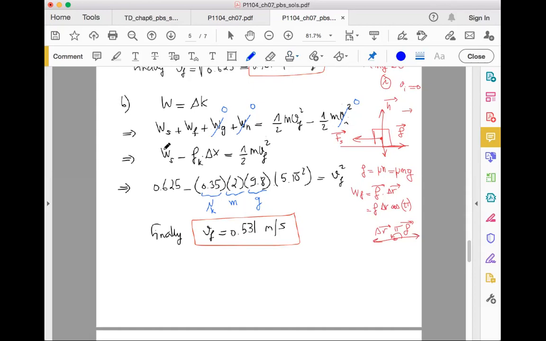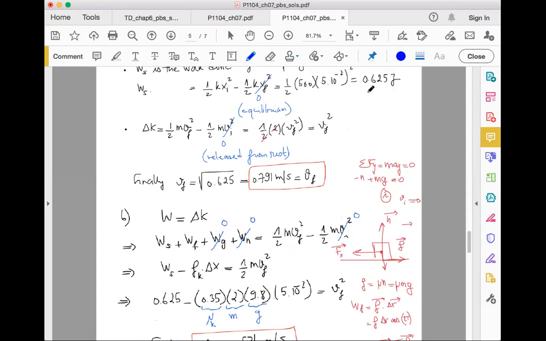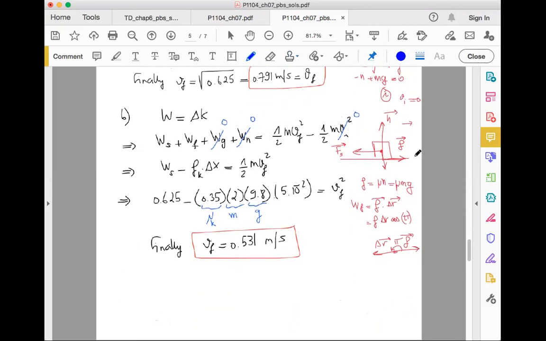WS won't change. It's the same as we calculated in part A, so it's given by 0.625 joules. As for the work of the friction force, the friction force acts in the opposite direction with respect to the displacement. The displacement is happening in the same direction as the spring force. Let's call this delta X, right? And so the friction force opposes this delta X. The work done by the friction force, as we have seen in the lecture, is given by the friction force itself, dot, the scalar product with delta X.